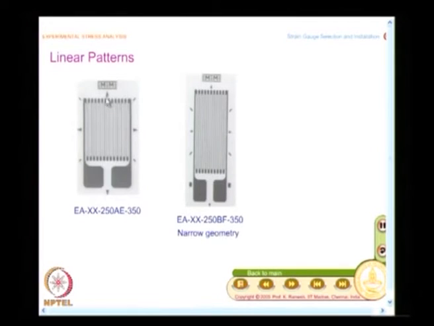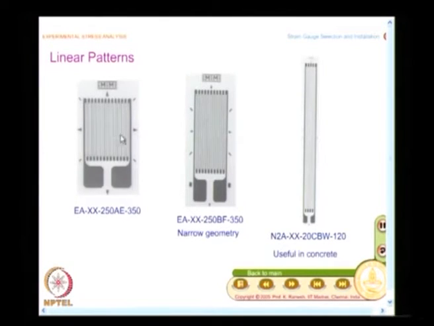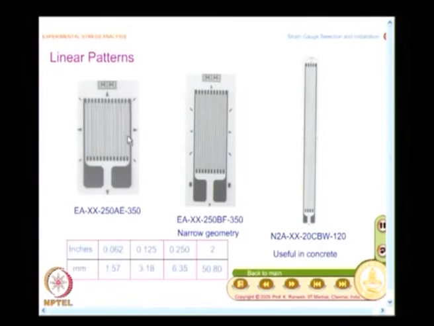I can have a very wide grid pattern. Why do you have the wide grid pattern? For heat dissipation. If heat dissipation is an issue, then go for a wide grid, otherwise go for a narrow grid. And this is the other extreme, you have a very long strain gauge. You have to know that such strain gauges are really available, and this is about 50.80 millimeter. This is very long and useful in concrete.